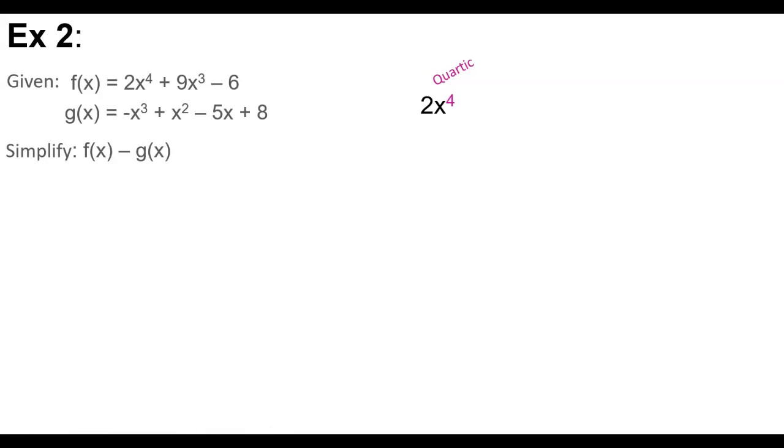Notice how x squared and x are missing here. So we want to make sure we write it all down. Don't forget your 0 terms that are missing. 0x squared is missing. 0x is missing. So everyone's writing this down for number 2.